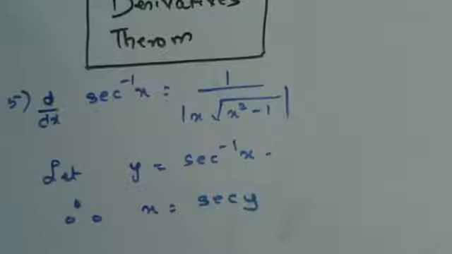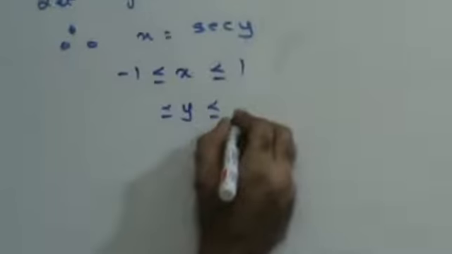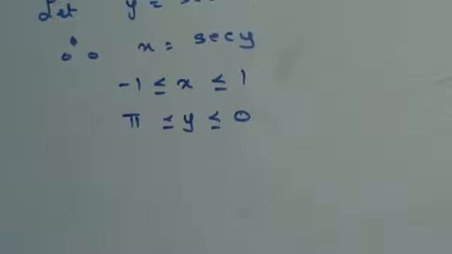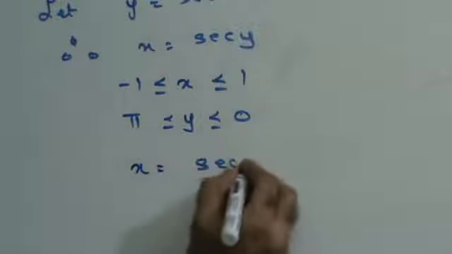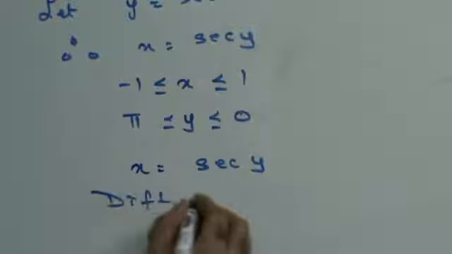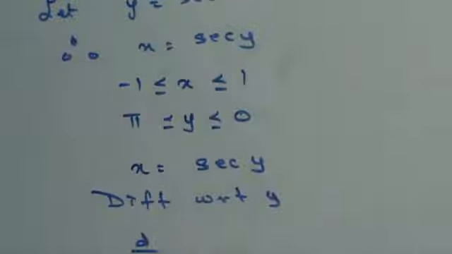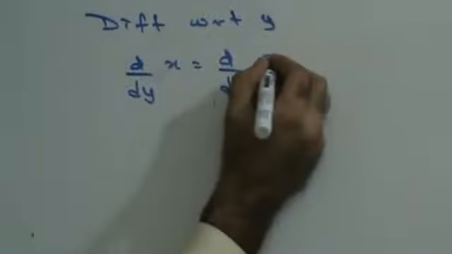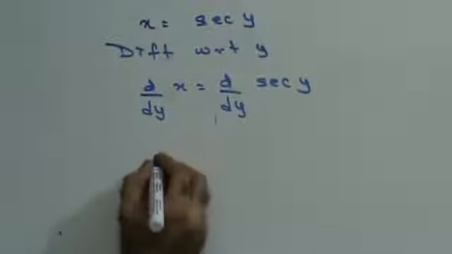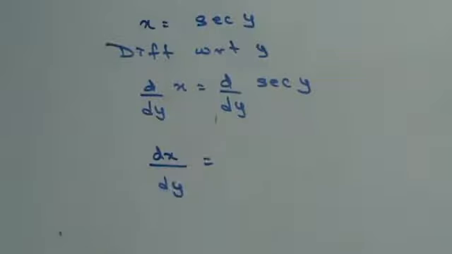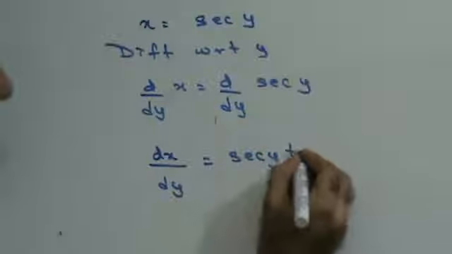Now the sec function and the cos function have the same limits. That means I can say x can have maximum and minimum values of -1 and 1, where y will have the same values that you had for the cos function. Guys, just recap the values that you had for the cos function. That is going to be 0 and 180 degrees. Now x is equal to sec y. Differentiate with respect to y, so you will get d by dy of x is d by dy of sec y. So you will get dx by dy. d by dy of sec y is nothing but sec y tan y.